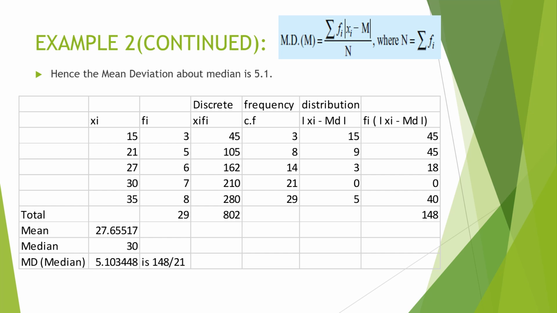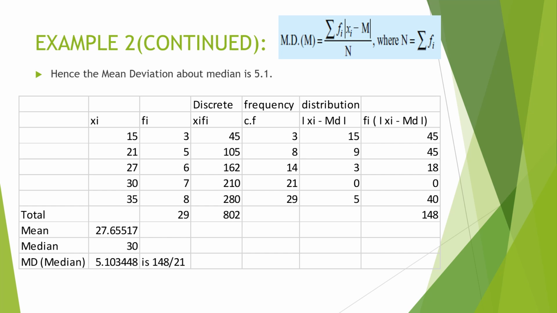So see the value of xi for which your cumulative frequency is 15 or more. In the cumulative frequency column, the cumulative frequency just more than 15 is 21, and the corresponding xi value is 30. So your median is 30. First of all we have found the median, which is 30.